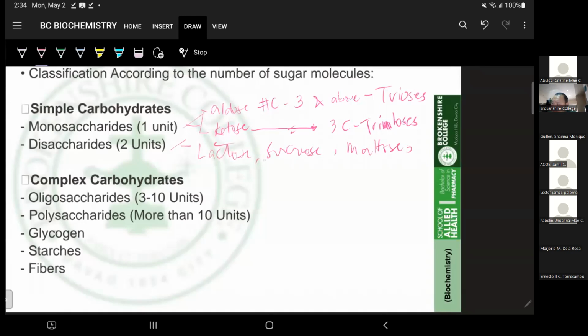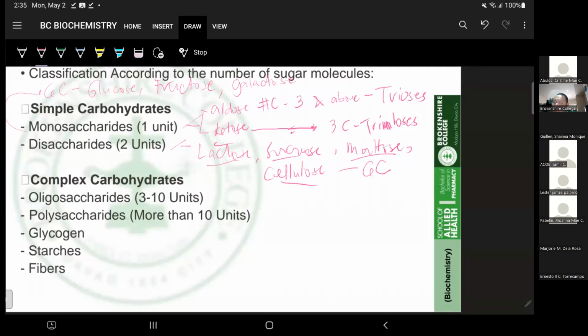Another one under disaccharide is your cellulose, no? Later on, madidiscuss naman natin kung ano yung mga combinations nito. Of course, these disaccharides are usually 6-carbon carbohydrates. For monosaccharides naman na 6 carbons, of course, we have your glucose, we have your fructose, and also we have your, ano yung isa? Glucose, fructose, at saka yung inyong galactose. Yun naman yung common 6-carbon monosaccharide sugars natin.